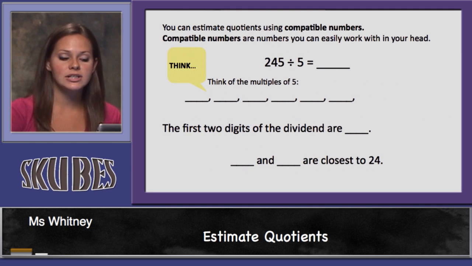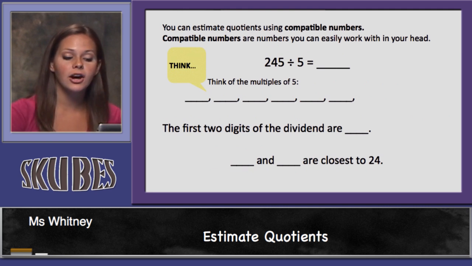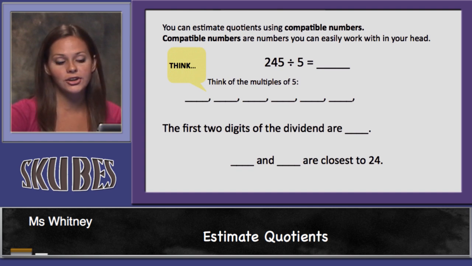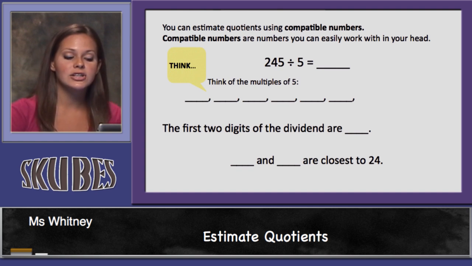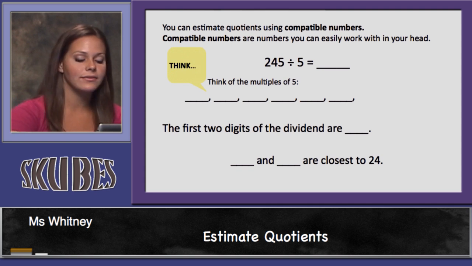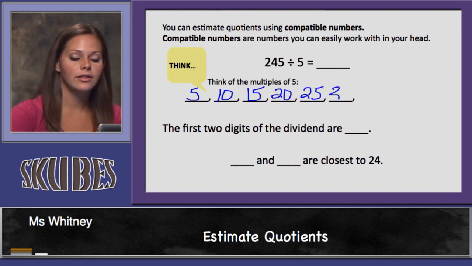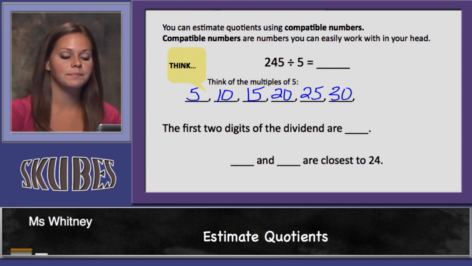Now let's estimate quotients using compatible numbers. Compatible numbers are numbers you can easily work with in your head. Let's look at 245 divided by 5. So first let's think of the multiples of 5. I have 5, 10, 15, 20, 25, 30, and so on.